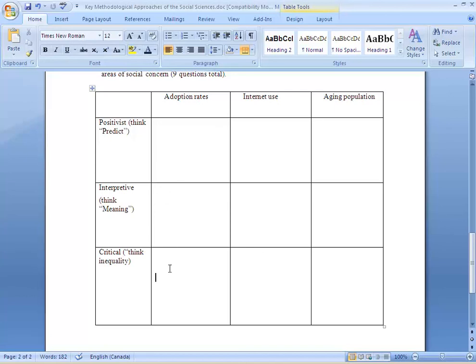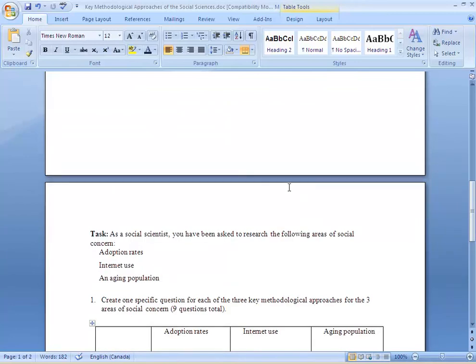And then in terms of inequality, do same-sex couples have the same access to adoption as heterosexual couples? Do First Nations people have the same access to adopt as white couples do? Or even do adopted kids or adopted children face any barriers in equality? Are they judged differently? Okay, so try the idea of internet use and aging population, and keep this in your notes.